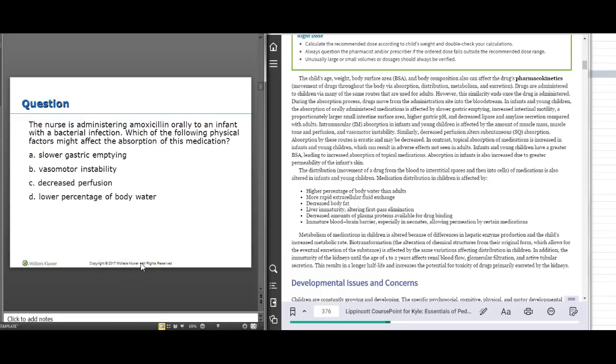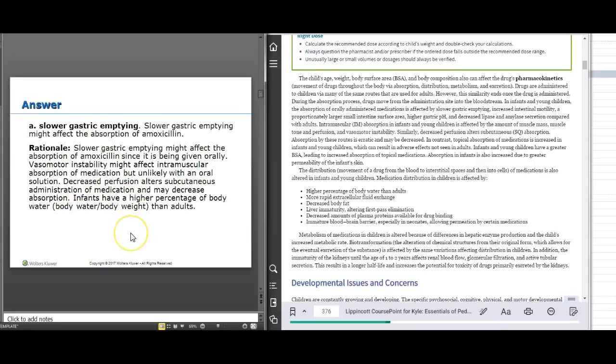All right, we are going to go over these questions because the ones in this PowerPoint are pretty good. The nurse is administering amoxicillin orally to an infant with a bacterial infection. Which of the following physical factors might affect the absorption of this medication? Now remember, we're doing it PO. So, slower gastric emptying, vasomotor instability, decreased perfusion, or lower percentage of body water. Okay, A is your correct answer.